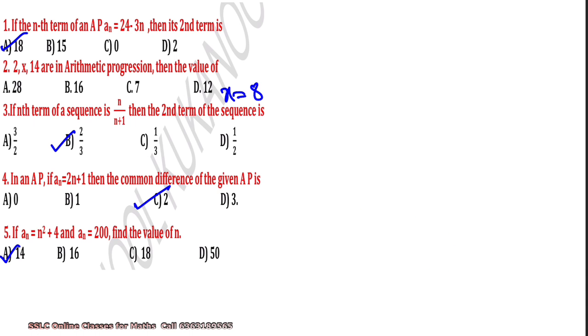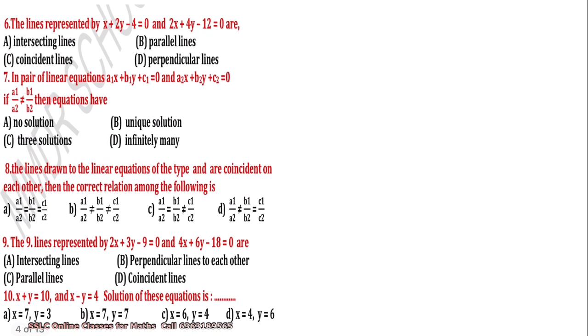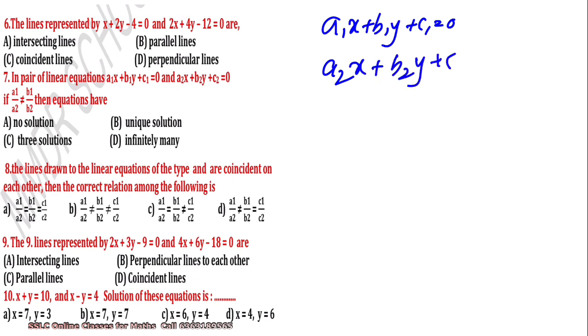So if you go to the next set of problems, these are on pair of linear equations. We know a few things about this: A1 by A2, there are some ratios. The general terms are A1x plus B1y plus C1 equal to 0. This is one equation. A2x plus B2y plus C2 equal to 0. This is the second equation.